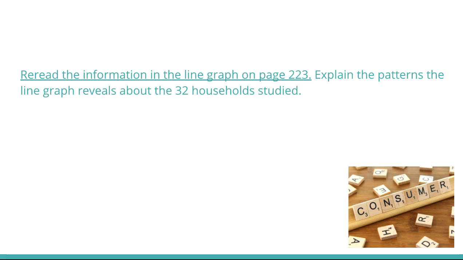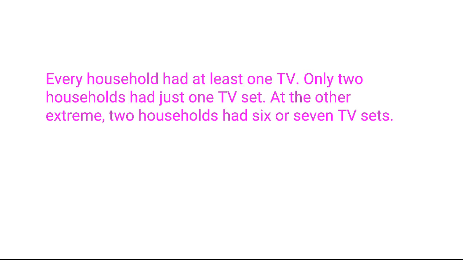Reread the information in the line graph on page 223. Explain the patterns the line graph reveals about the 32 households studied. Pause while you think. Every household had at least one TV. Only 2 households had just one TV set. At the other extreme, 2 households had 6 or 7 TV sets.